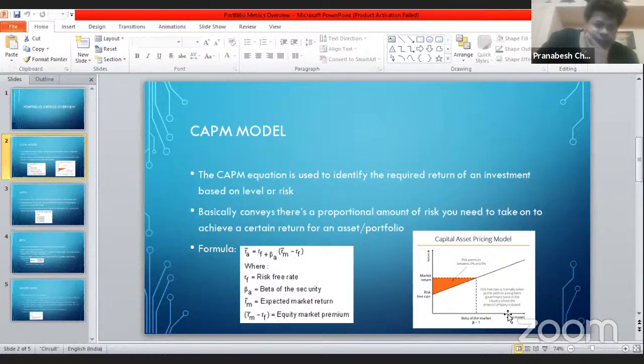Good, very good. If you can see the screen, I have opened the CAPM model in one slide itself. This is an equation used to identify the required return of an investment based on the level of risk. It conveys that there is a proportional amount of risk you need to take in order to achieve a certain return for an asset. In the formula, the return of an asset is determined by the risk-free rate, the beta, the expected market return, and the equity market premium.